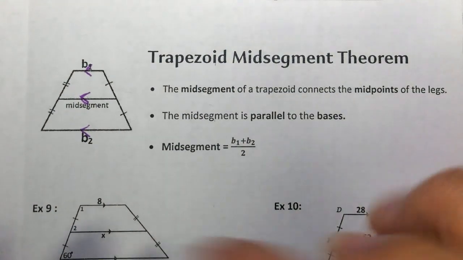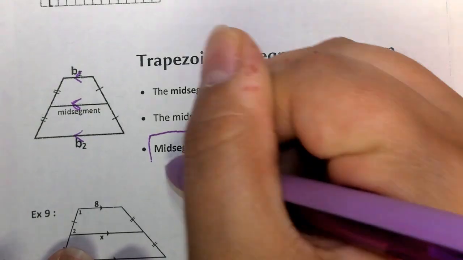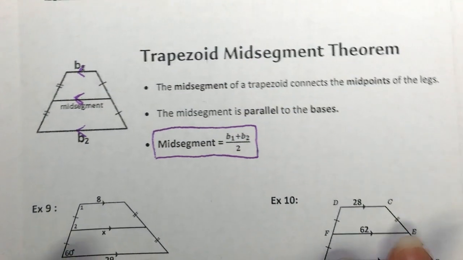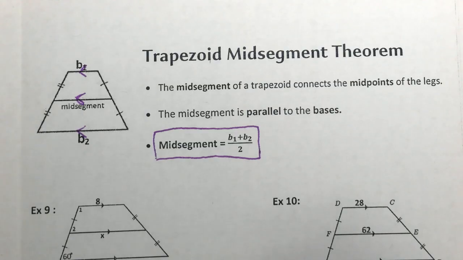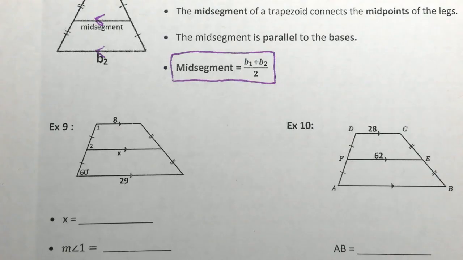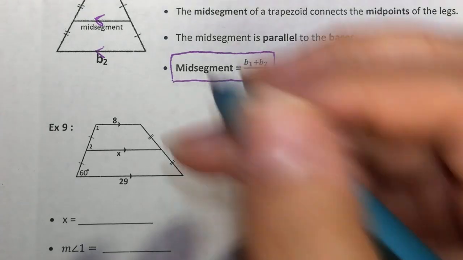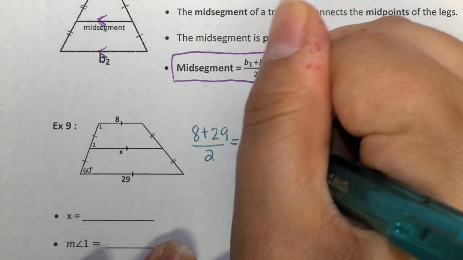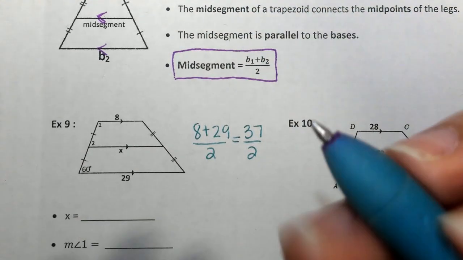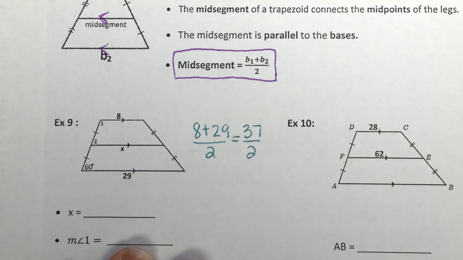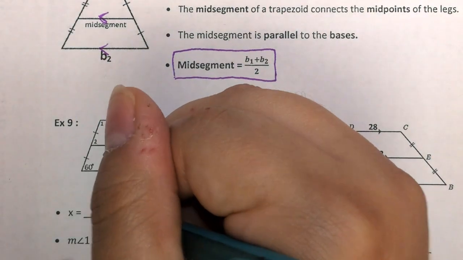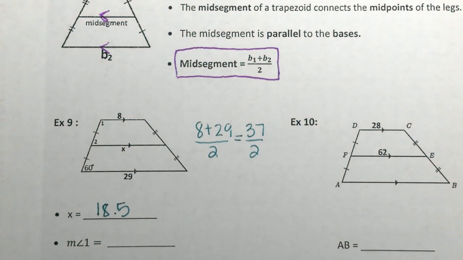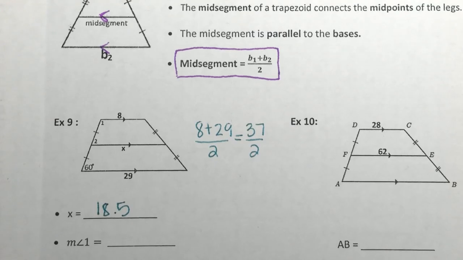And then I want everybody to box this right here. You are just going to use this formula: your two bases added together, divided by 2. That's it. So if I tell you the top is 8 and the bottom is 29, how do you find the mid-segment? Formula. 8 plus 29 divided by 2, which is 37 divided by 2, which is 18.5. That's X. Now, back to what we did at the very beginning.